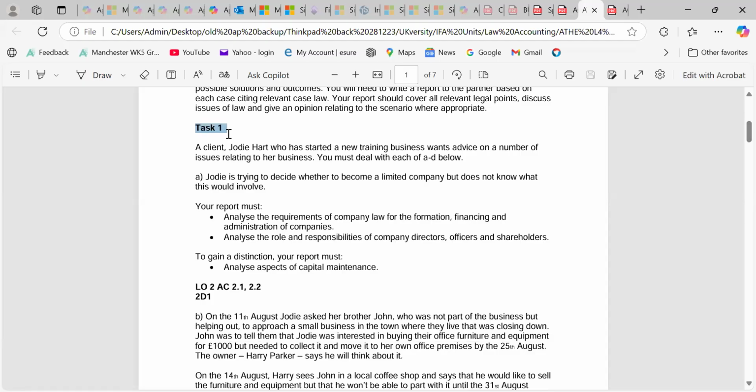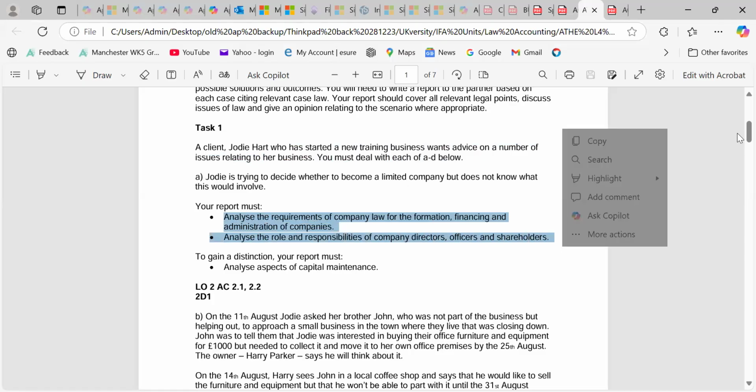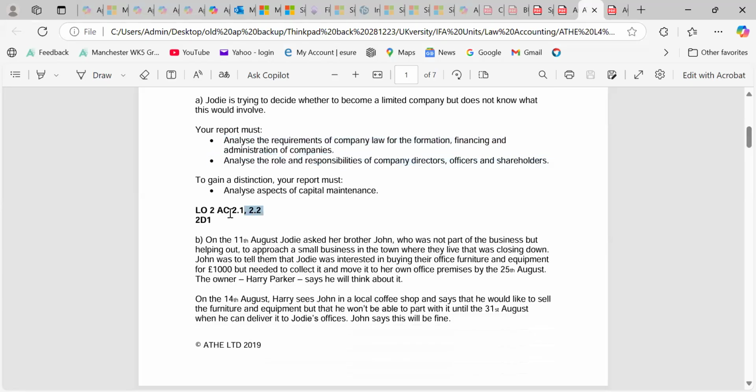So, task one. A client in your training business wants advice on a number of issues relating to her business, in this case Judy, and you must deal with each of the blocks. If you look there, we have been given these assessment criteria, and always look in the task. That's your LO2. LO2 means learning outcome 2, our lesson 2. So go back, open your lesson 2 slides and go through all these assessment criteria which we explained during our delivery of the unit. And if you want a distinction, go back to the distinction criteria and answer the question. That will help to address it.